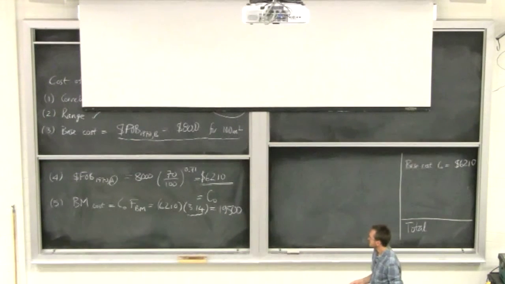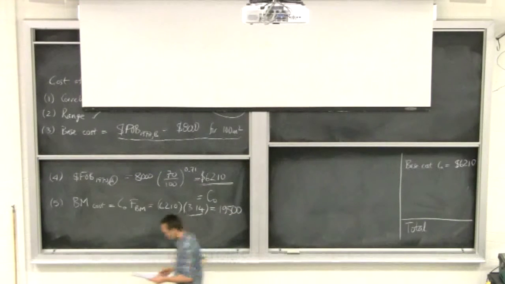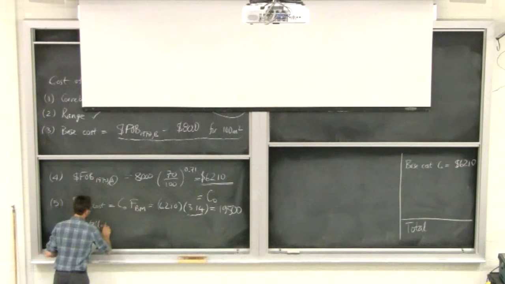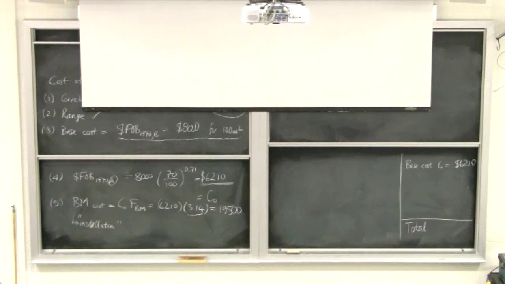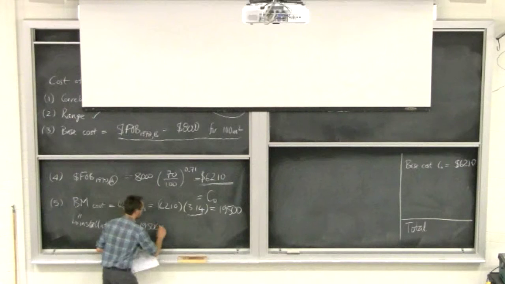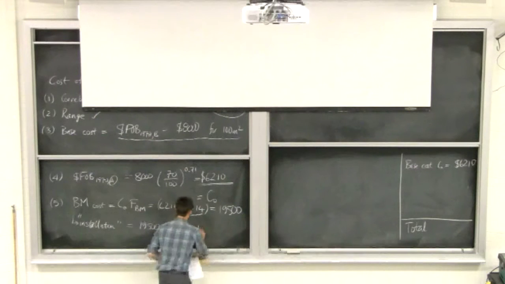Okay. But that bare module cost includes the cost of the unit as well as the cost to get it into the bare module. So we can back out then the installation cost. So when I say installation here, I use that very loosely to cover everything related to getting the unit up and running. So building foundations for it, installing the piping, the electrical hookups, sensors, insulation and painting and so forth. So that installation cost is the difference simply between 19,500 and the base unit 6210. And this is a cost 13,290.